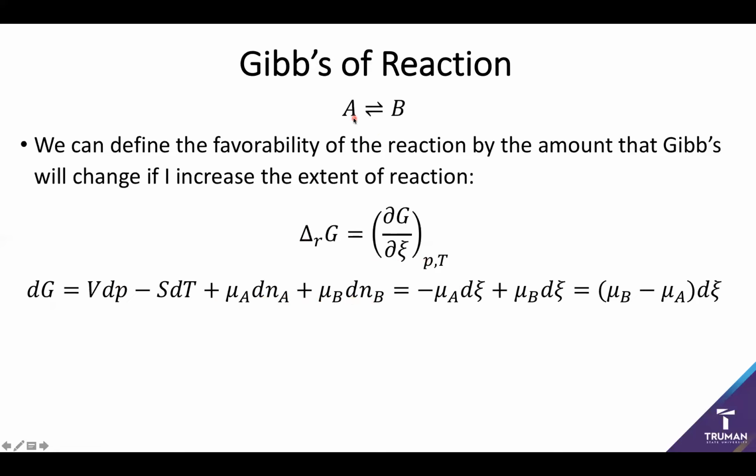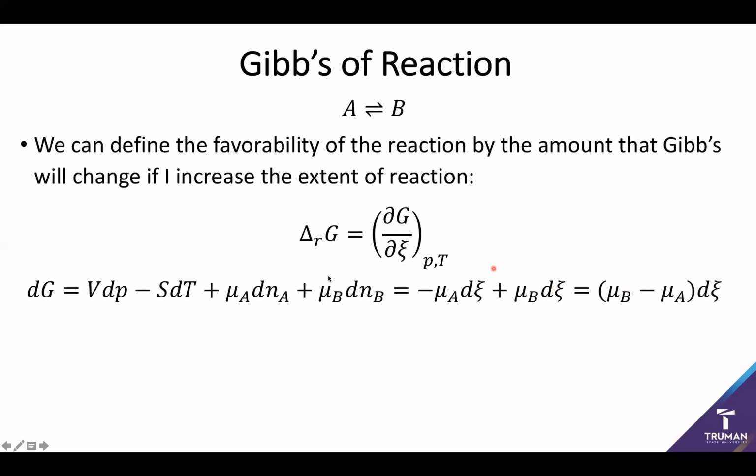Because if I'm looking at the reaction of A and B, well, my stoichiometric coefficients are 1 in each case. So simply in this case, the change in the number of moles of A is related to the negative of the extent of reaction, and the change in number of moles of B is related to the extent of reaction. So I can then go ahead and have a simple relationship between the change in free energy and the extent of reaction, with again piling together my two chemical potentials here.